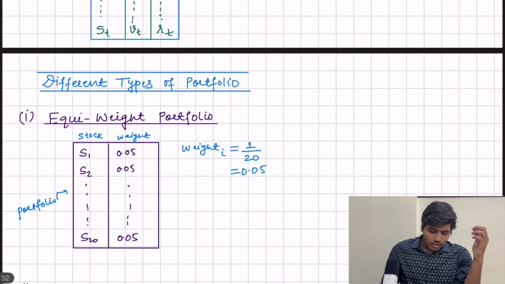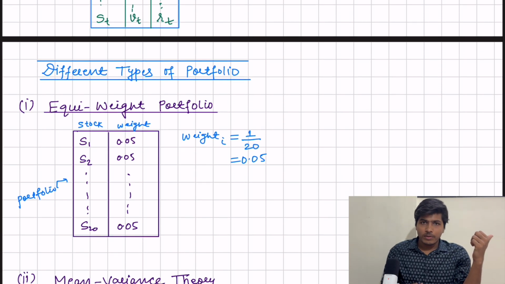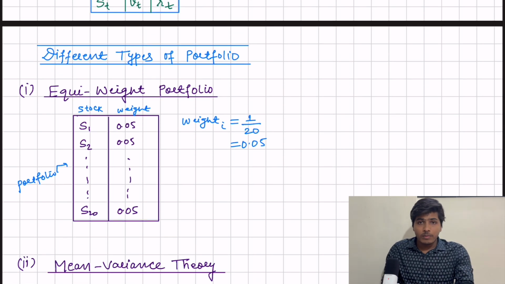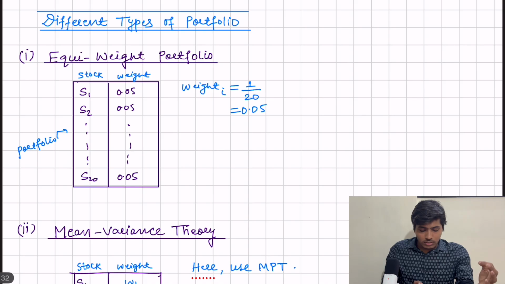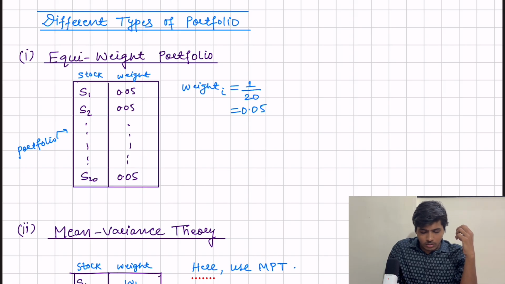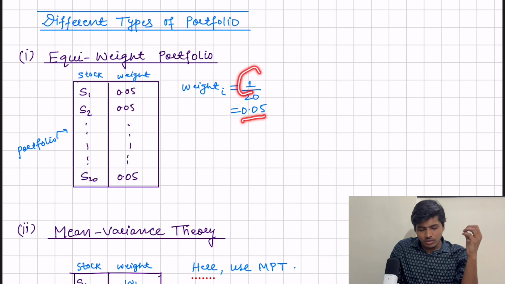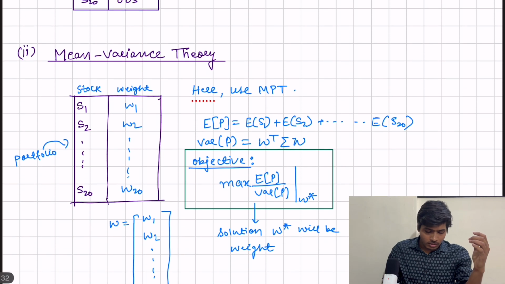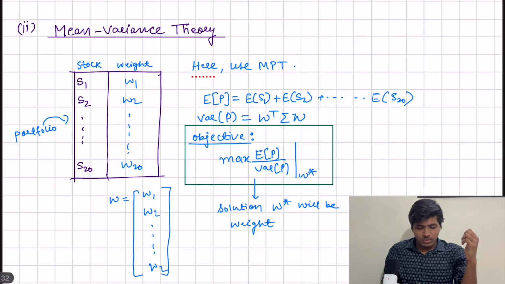Let's see what different types of portfolio we can build from these 20 stocks. One is the equal weight portfolio. In this method, we assign equal weight to each and every stock in the portfolio. Since there are 20 stocks in our portfolio, the weight will be 1 by 20, that is 0.05. It means if we have 100 rupees to allot to the 20 stocks, then we will allot 5 rupees to each and every stock.